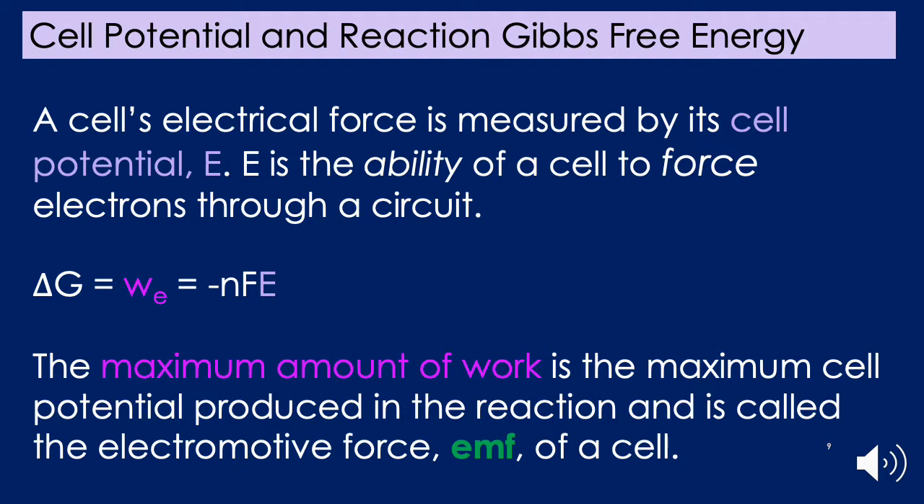The energy of a cell can be used to do work. To calculate this energy, also known as the Gibbs free energy, we use the equation W equals nFE, where n is the number of moles of electrons being transferred in the redox reaction, F is Faraday's constant, and E is the cell potential. The amount of work is called the electromotive force of a cell.